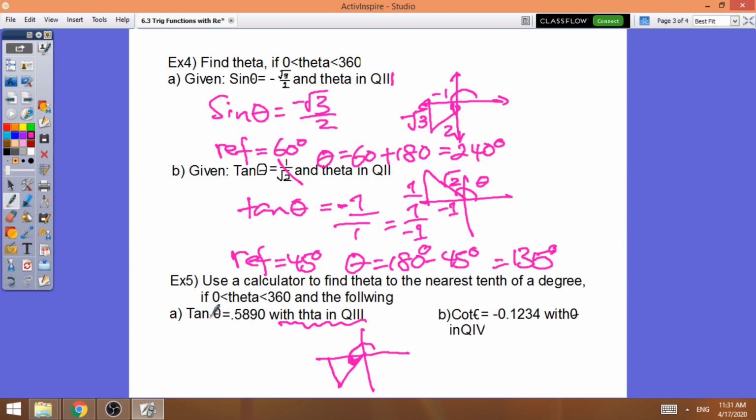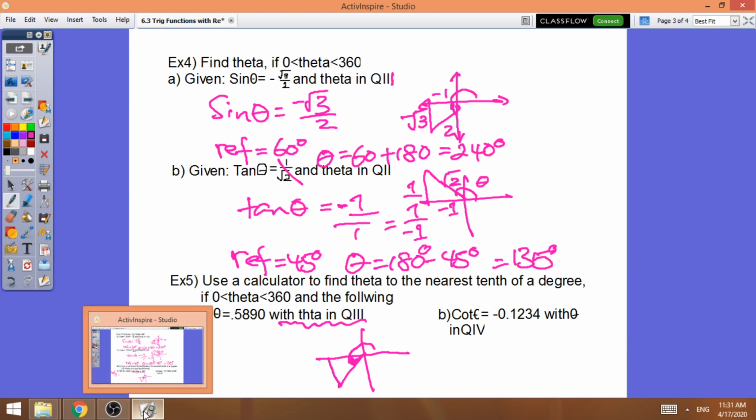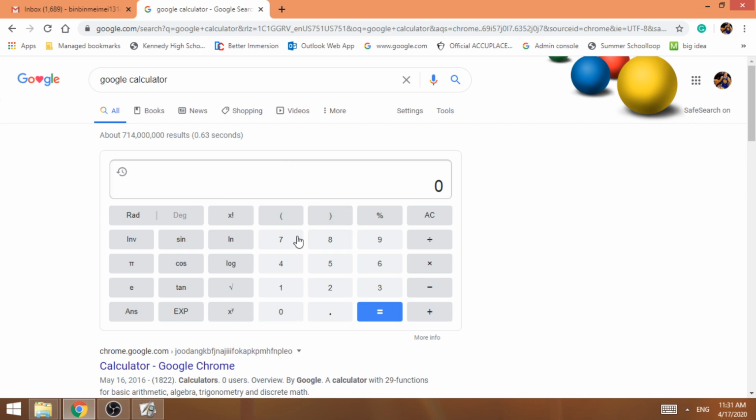So whatever angle we find with the inverse of tangent of the ratio will only give you the reference angle. So once again, once we take the inverse of the ratio with tangent, the angle that's given will be just considered a reference angle. So this one is not the actual angle of theta, it's just the reference angle. Okay, so now let's do it on the calculator and see what happens. So inverse of tangent of 0.589.